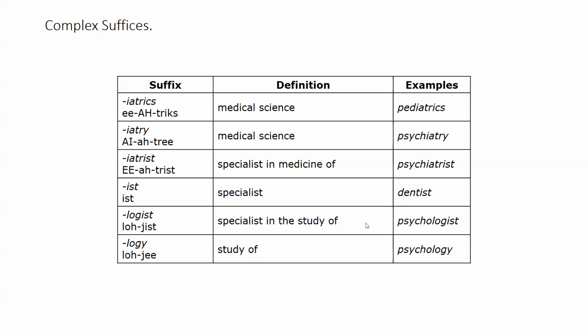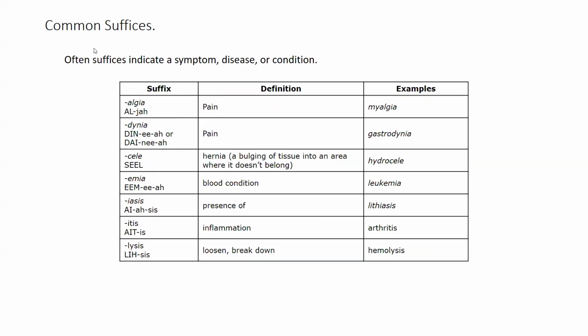Logist means a specialist in the study of, so a psychologist is a specialist in the study of the mind. Logi, of course, just means the study of, so the study of the mind. Sometimes the suffix can indicate a symptom or a disease or a condition, a specific type of condition. So algia refers to pain. So myalgia is a pain in the muscles. Dynia, sometimes pronounced dynia, also means pain. So gastrodynia, gastro means stomach, dynia means pain, so it's a stomach ache.